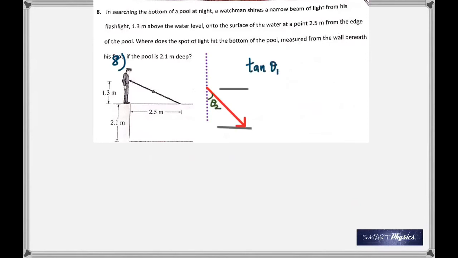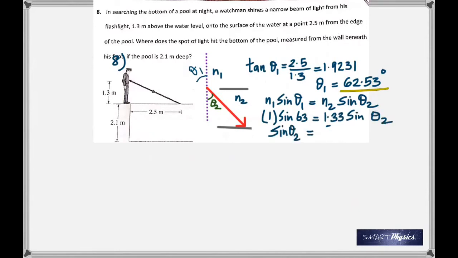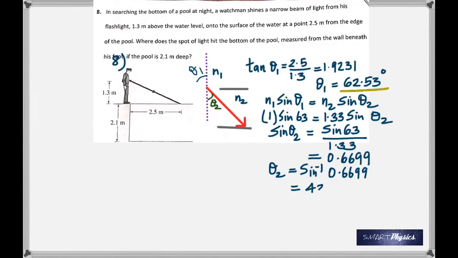Once again, you have to find theta 1 and theta 2. Tan theta 1 is 2.5 by 1.3, as you can see clearly. And apply Snell's law. Find theta 2. And again use tan theta 2.